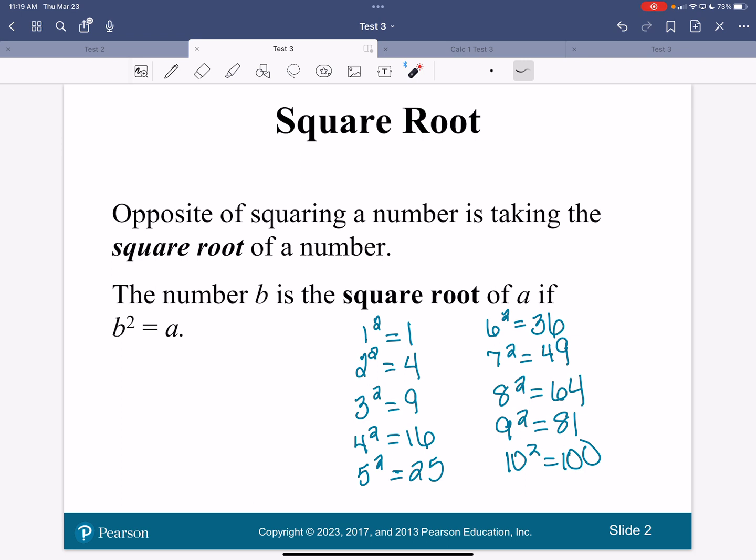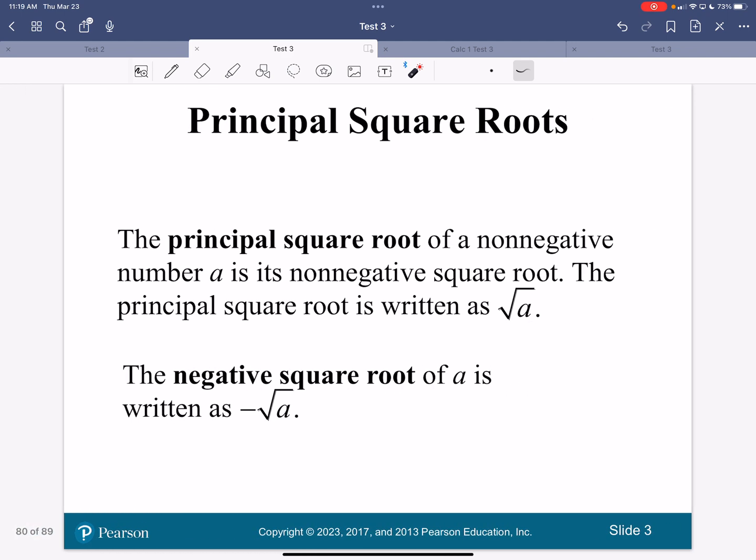Now we're going to talk about the definition of principal square root. The principal square root of a non-negative number, a, is its non-negative square root. That means when you take the square root of a positive number, you're always going to get a positive number. So, if I am asking you for the square root of 16, what's the square root of 16? 4. So 4 is the principal square root of 16.